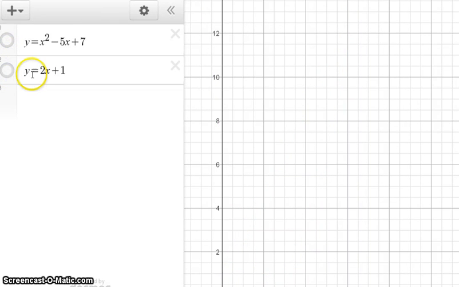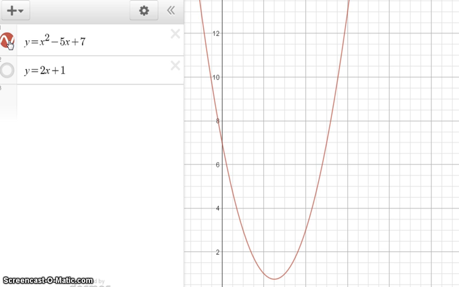Hey guys, all right, so this is for example number two. This video is for example number two on solving a system of equations with both a parabola and a line. So here we are, we're going to graph the parabola of number two. And here we go, we got the parabola, and now we're graphing the line. And we have two intersection points.